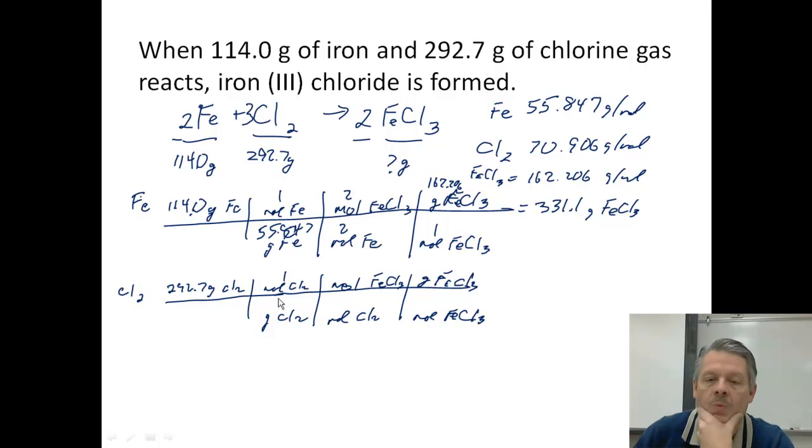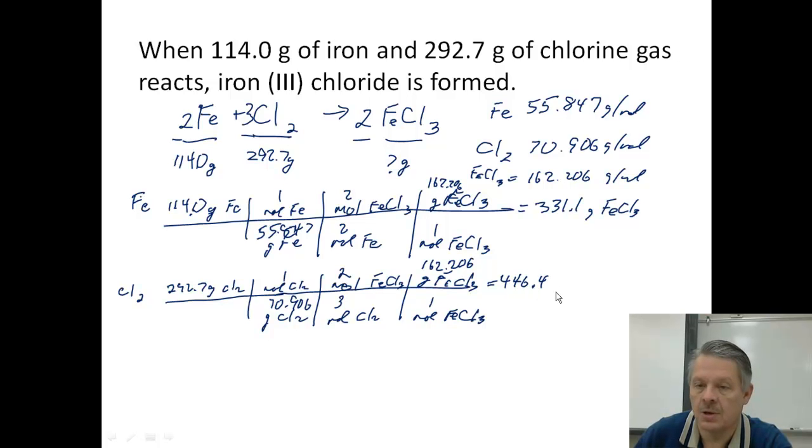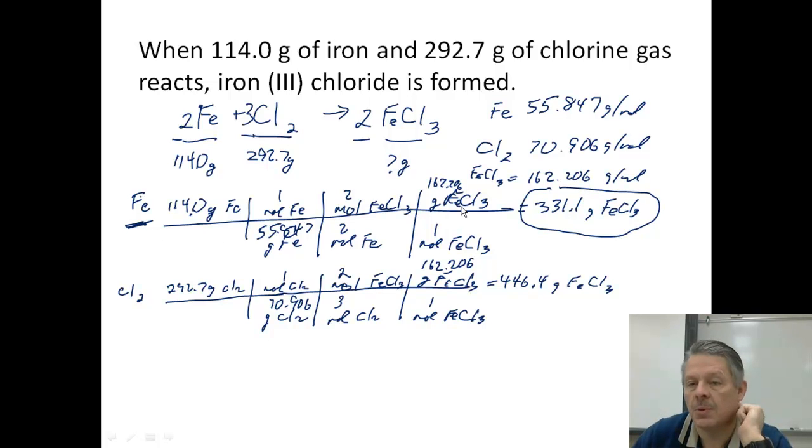So, 1 mole of Cl2 we figured out weighs 70 grams. And our moles of Cl2 to FeCl3, you'll notice that's a 3 to 2 relationship. So we have to put a 3 to 2 relationship. And 1 mole of FeCl3 we already know weighs 162.206 grams. When we do that math, we come up with 446.4 grams of FeCl3. So clearly we can tell which one is limiting. That's the one we get less of, where we produce less FeCl3 over here. So iron is clearly limiting, and the maximum amount of FeCl3 we can produce is 331.1 grams.